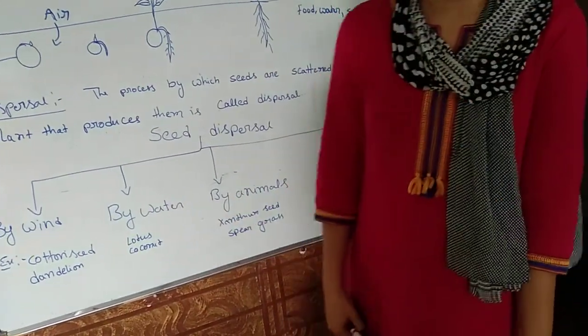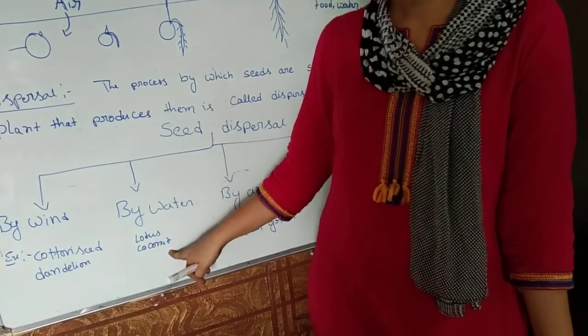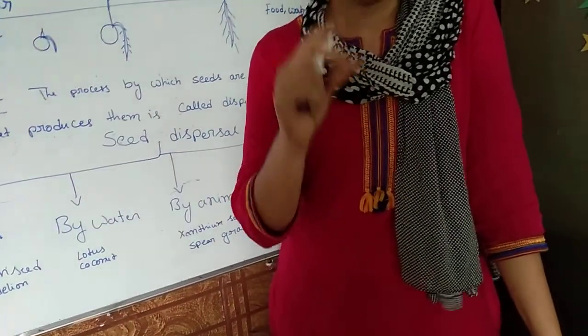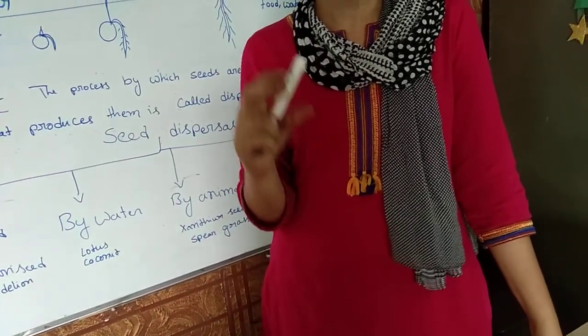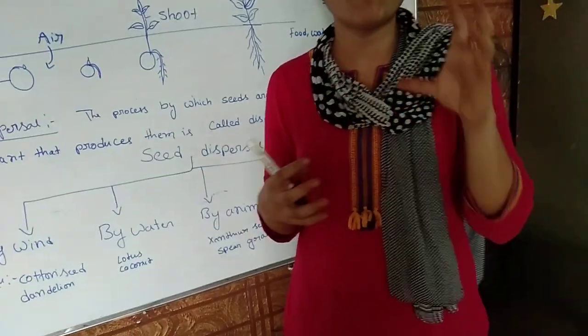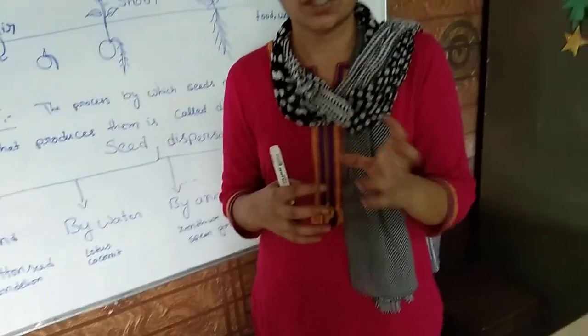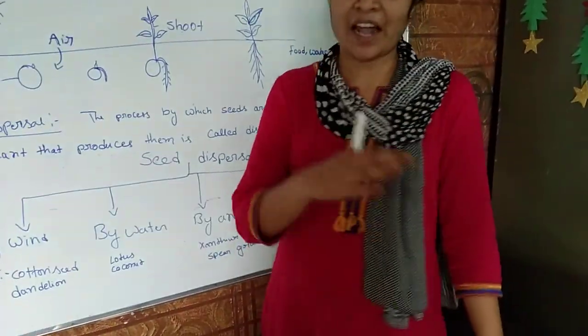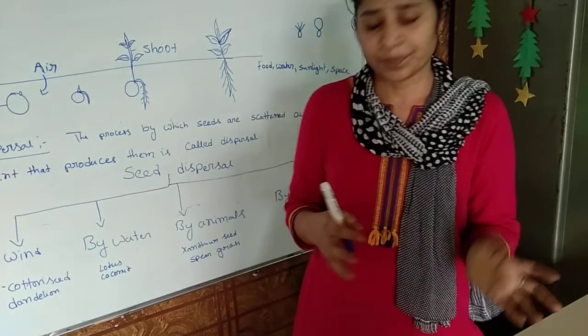Next, by water. By water, what will happen? Examples: lotus and coconut. These seeds are very spongy in nature, and they are light in weight, and they have an outer covering of fibrous structure. That's why when they travel in the water, the seed will not be destroyed.